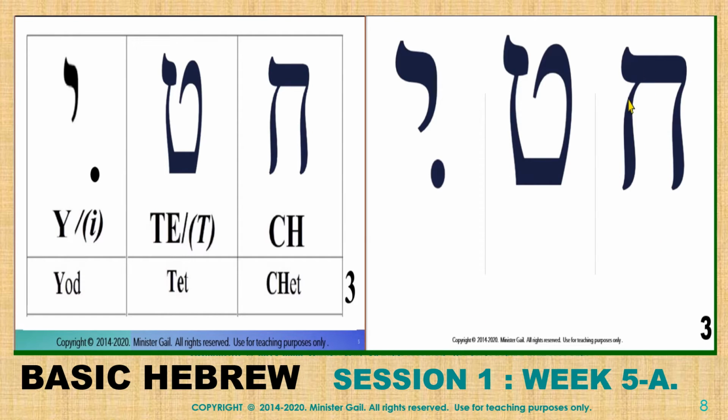CH, pronounced like Bach. It has a ch sound. It's a closed H. So if it's closed, it's CH. TE or T. This will be written as a Y or an I, sometimes both, pronounced as E. CH, T, Y or an I.